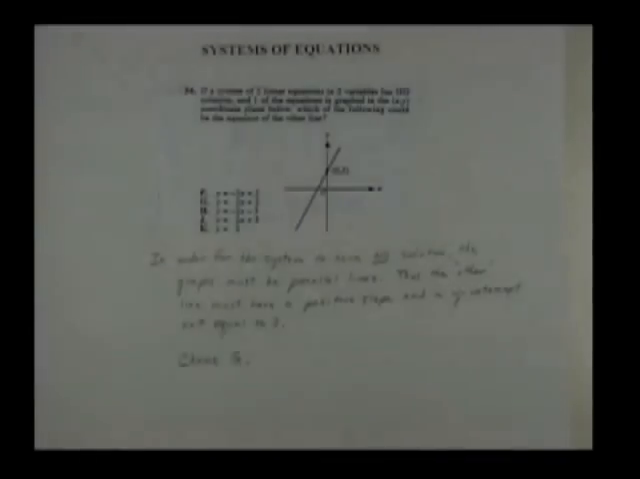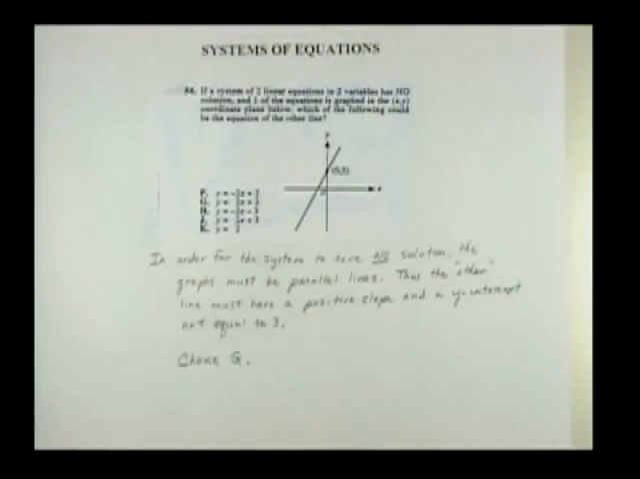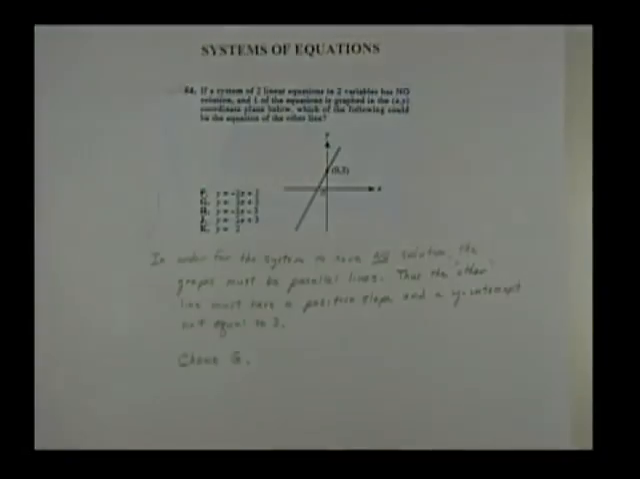If a system of two linear equations in two variables has no solution, and one of the equations is graphed in the xy-coordinate plane below, which of the following could be the equation of the other line? In order for the system to have no solution, the graphs must be parallel lines. Thus, the other line must have a positive slope and a y-intercept not equal to 3. Choice G, y = 2x + 2.